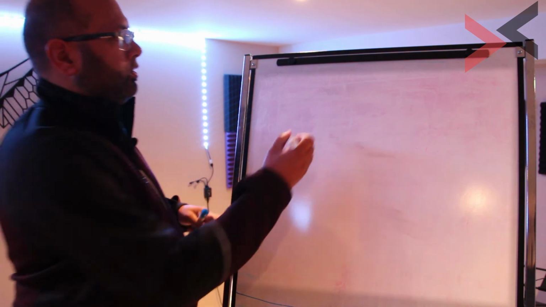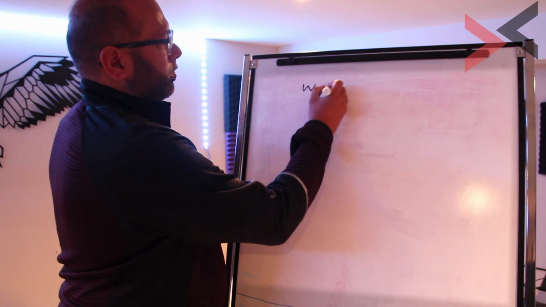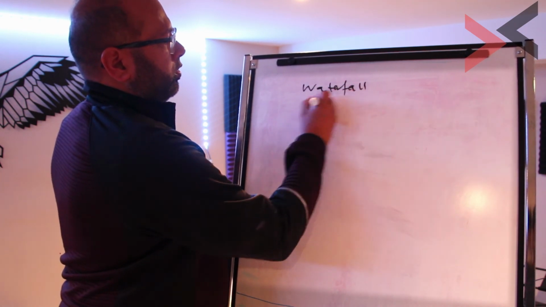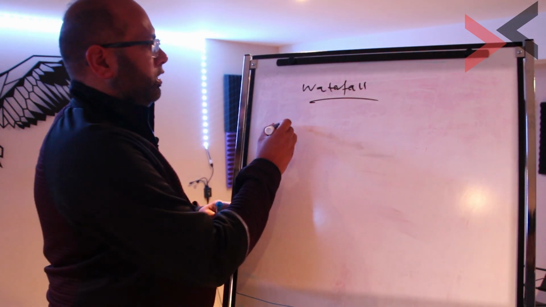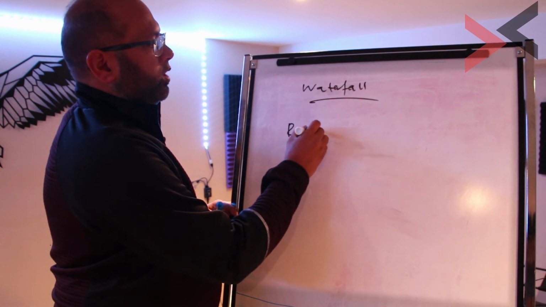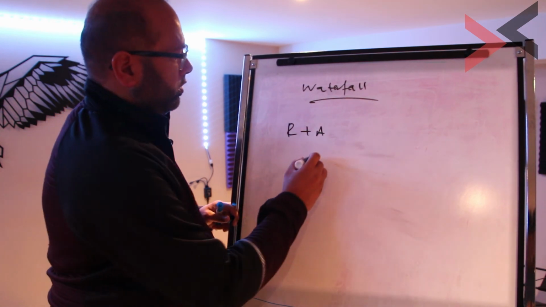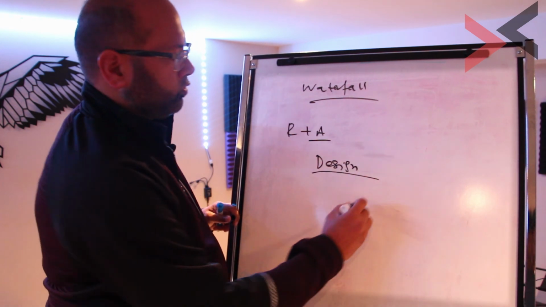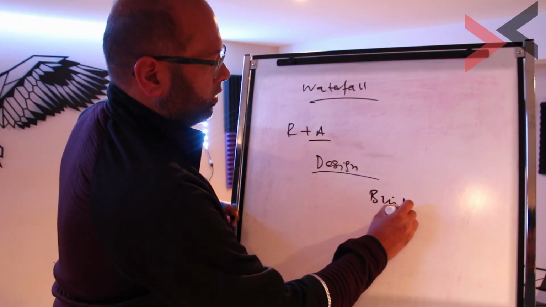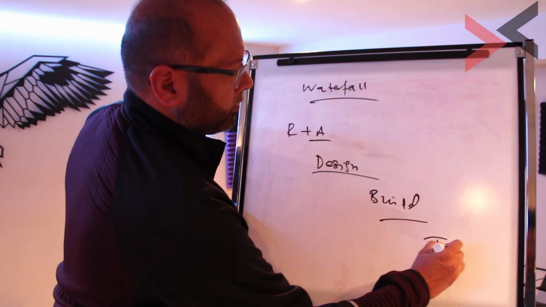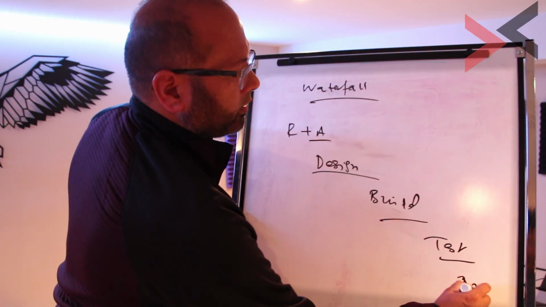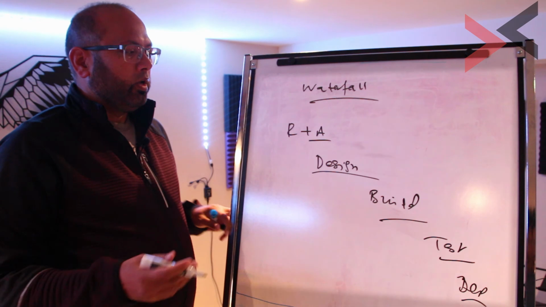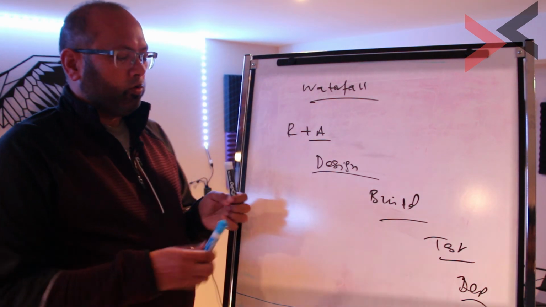So we all know that in waterfall, we have very simple steps, starting from requirements analysis, into design, into build, and then we test it, and then we deploy it. Very simple terms. So how does Agile fit into all this?